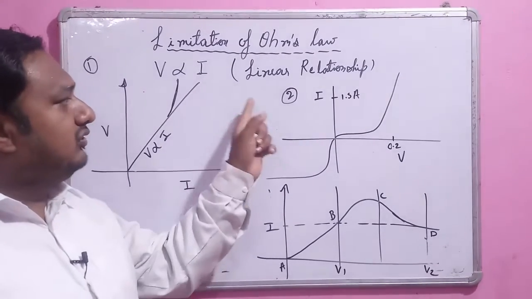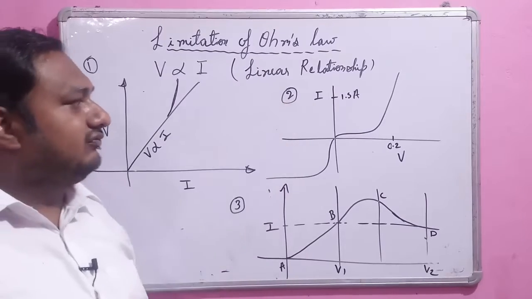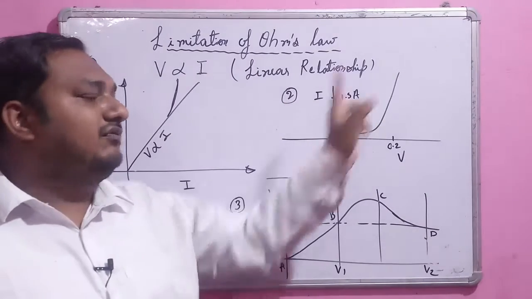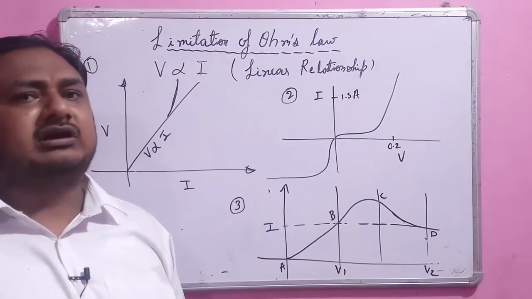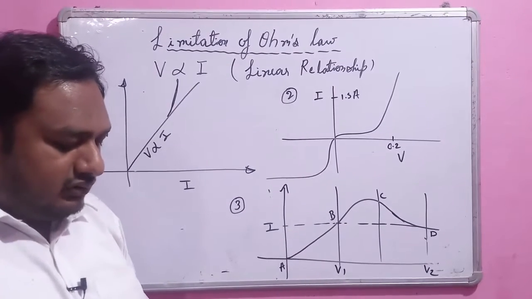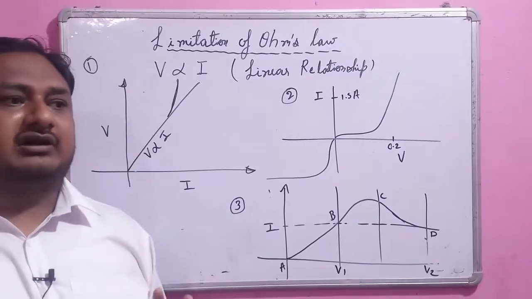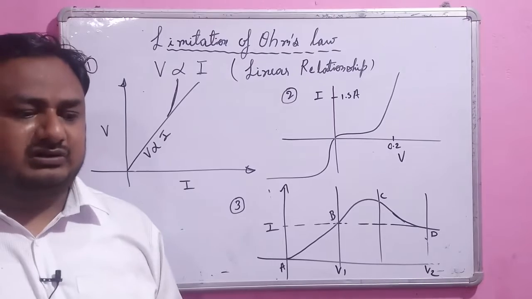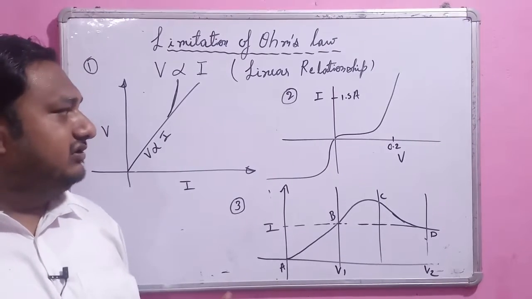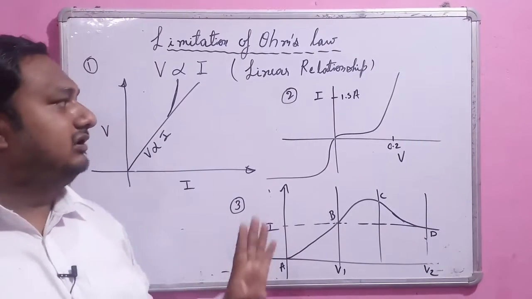Now we move on to our next graph, that is the second graph. Actually, this type of graph is drawn for a diode, in particular a semiconductor. For a diode, we will learn this more in the coming chapter, where we study semiconductors.